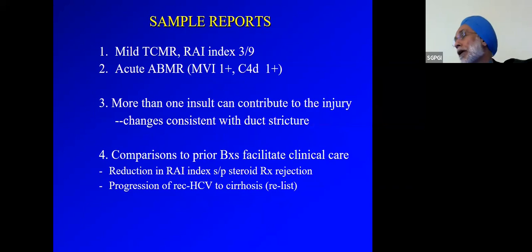And then it's very important to compare it with the previous biopsies. For example, we will say this RAI index 3/9 is improved compared to a previous biopsy, where it might have been 6/9, and this might be a post-steroid treatment. Or we might say recurrent hepatitis C seen in the previous biopsy has progressed to cirrhosis. So that's how a good pathology report can really enhance clinical management.